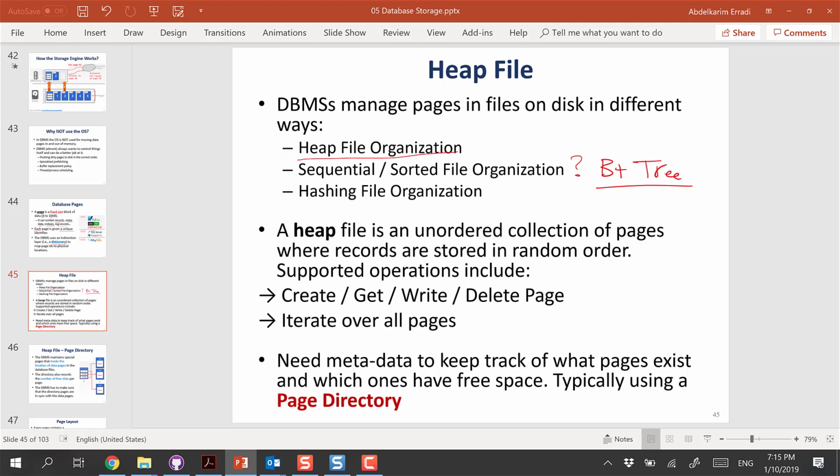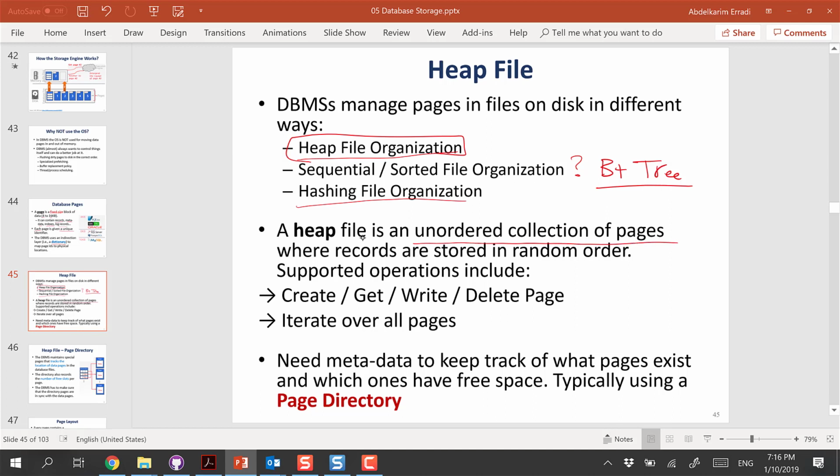The other very common organization is a hashing file organization. Do you know what a hash table or a dictionary is? In some languages we call it a dictionary. Key and value. Yes. So we will discuss, hopefully, if we get through what we have today, in the next session more about hashing and how we create a hashing file organization. But for now, let's just focus on the simplest one, which is very commonly used, the heap file organization. A heap file is an unordered collection of pages.